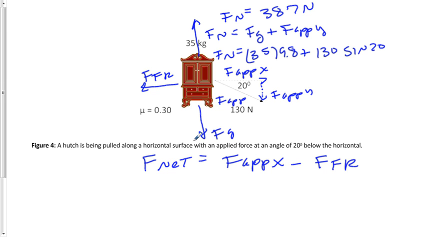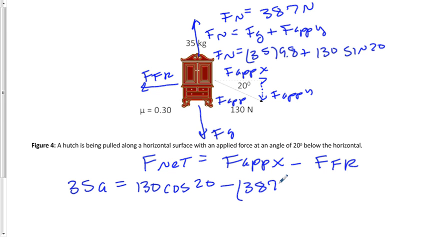So now we're going to plug things into our force net equation. We'll have 35 times A is equal to force applied x, which is 130 times the cosine of 20, minus friction force. And remember, friction force is always force normal times mu. So I'm going to say 387, which is our force normal solved for above, and multiply that by a coefficient of friction of 0.30. So then the acceleration is 0.17 meters per second squared.